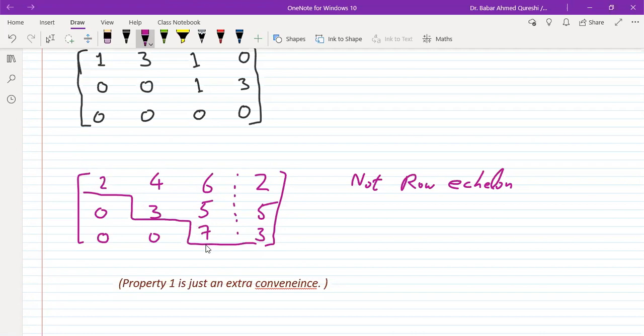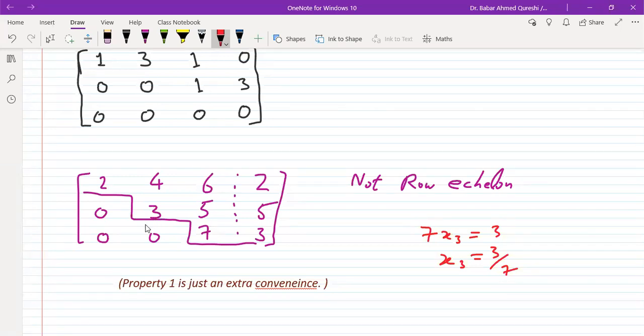What's the advantage of having one over there? The only advantage is that you have already done one division, which you will have to do when you complete the solution. So the last equation is this: 7x3 is 3. So if I divide by 7, I will have this. And since it's an allowed operation, I can change this 7 to 1. Similarly, I can change this 3 to 1. And then I can change this 2 to 1 by dividing by 2, and this by dividing by 3.